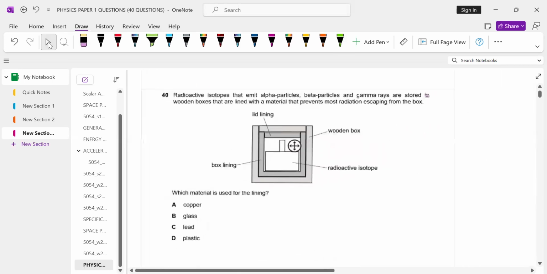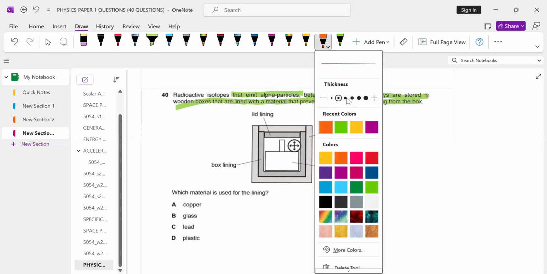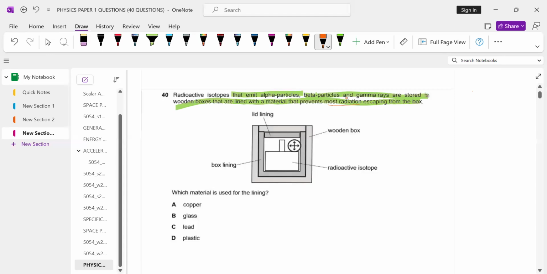This first question is from the topic of radioactivity. So the question is: radioactive isotopes that emit alpha, beta, gamma are stored in wooden boxes that are lined with a material that prevents most radiation escaping. So they are saying that most of the radiation is prevented from escaping, and the particles are alpha, beta, and gamma. The diagram is given here.